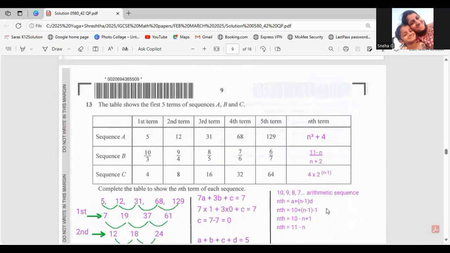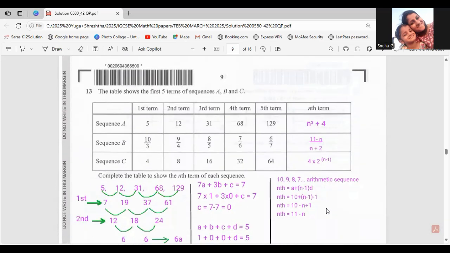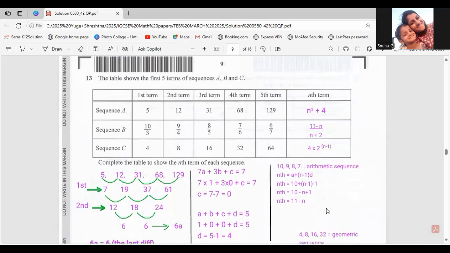Scrolling further to question number 13. The table shows the first 5 terms of sequences A, B, and C. You have to work out the nth term for each of the sequences. So 5, 12, 31, 68, 129. I have written the sequence here and I have tried to figure out what type of sequence this is.